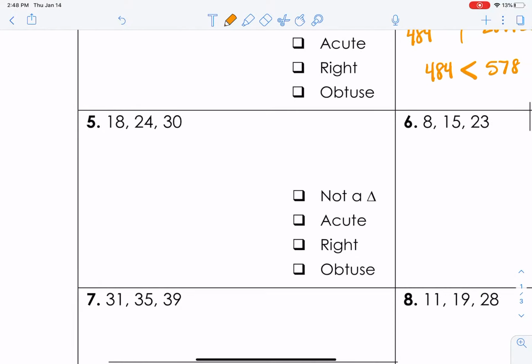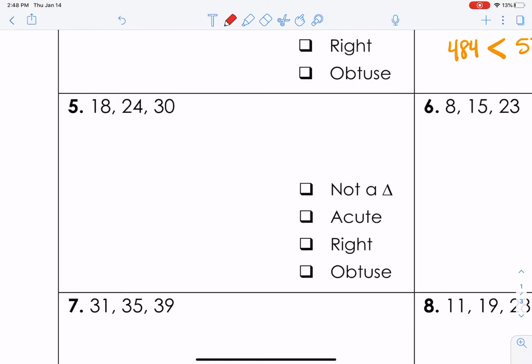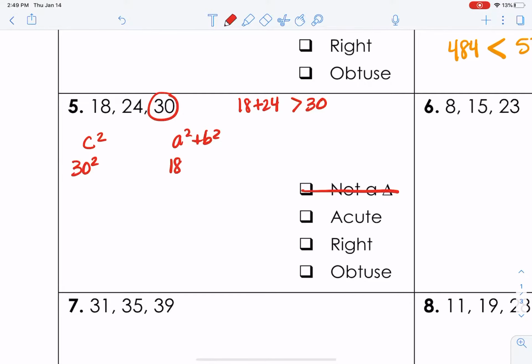So let's look at number 5. Number 5, the largest side is 30. So 18 plus 24, which is 42, definitely is bigger than 30. So then we do c squared and compare it to a squared plus b squared. 30 squared, 18 squared plus 24 squared. That's 900 and 900. Those are equal. When c squared equals a squared plus b squared, I have a right triangle.